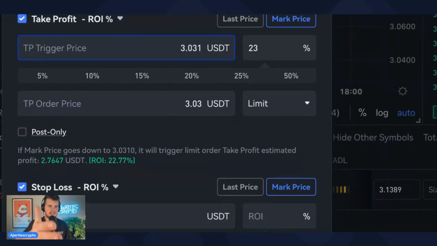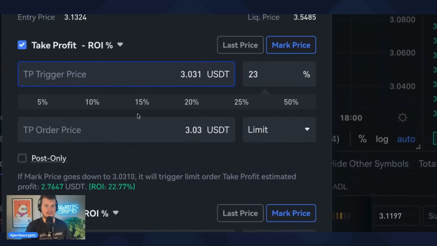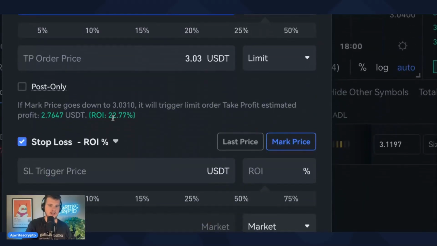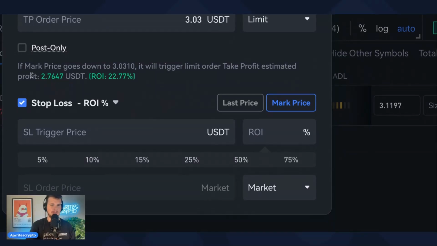Some of you might be thinking, what is this button right here that says post only? Should I click it? So right here, if we hover over it, it says a post only order will not execute immediately against the market. The order will be placed as a maker. If it would execute against resting orders, it will cancel instead. To be completely honest with you, I never click this button. So we have our take profit set. If it falls to 303, I'm going to make 22.77% on this trade. Which would be two whole dollars on this order. Not bad at all. This obviously is a very small trade, but let's do this stop loss here.